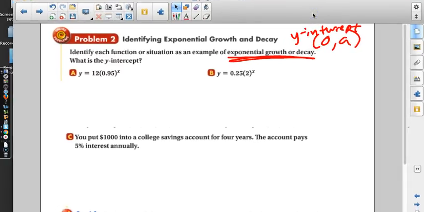All right, let's look at A. It says y equals 12 times 0.95 to the x. That is my base. Is that growth or is that decay? Got to be a number bigger than 1 to be growth. Is it growth or is it decay? It's decay.